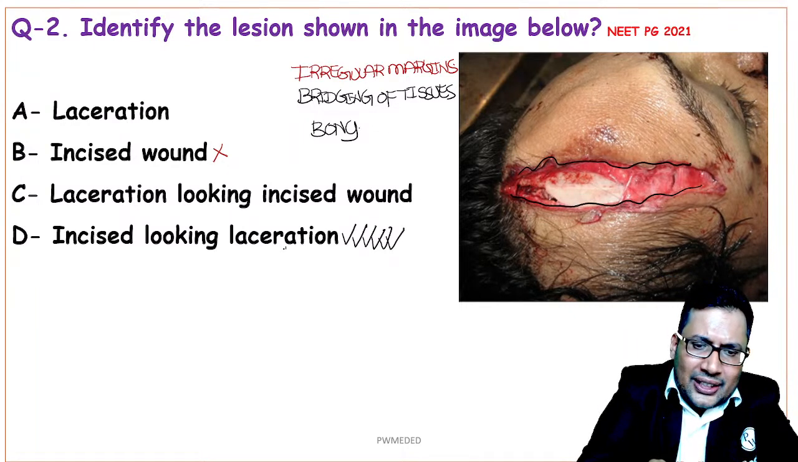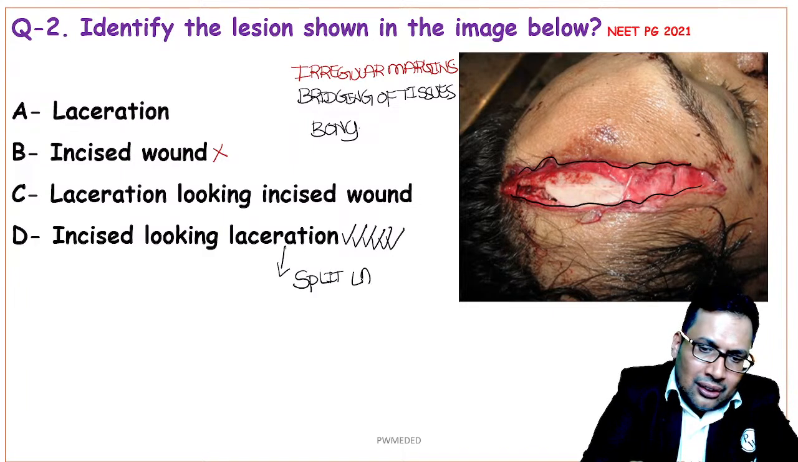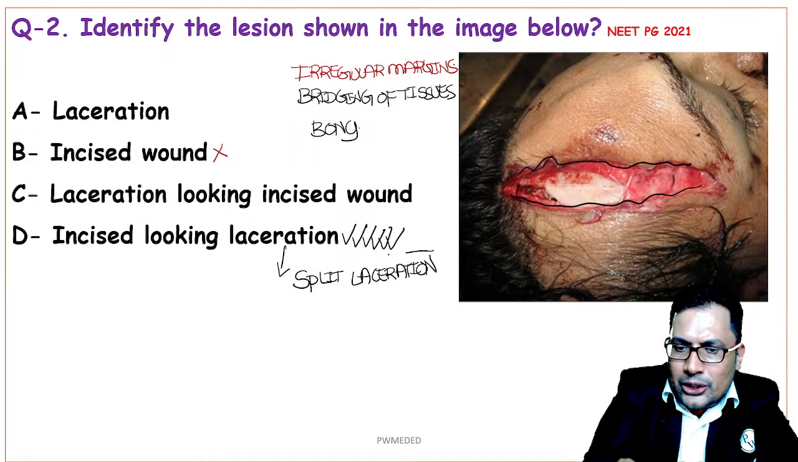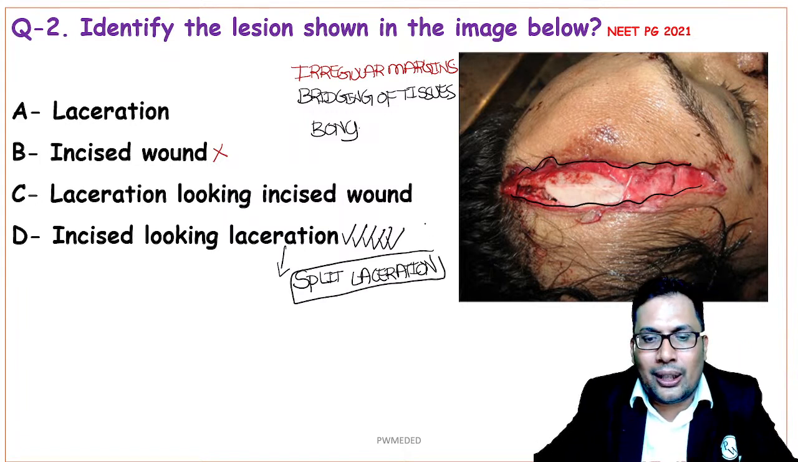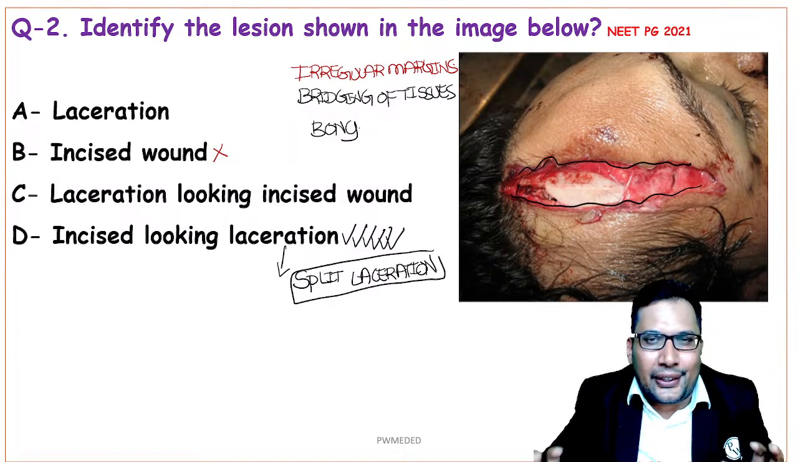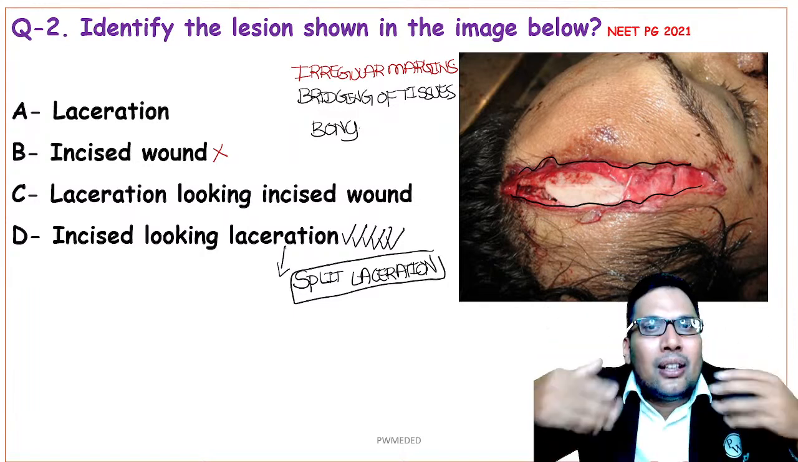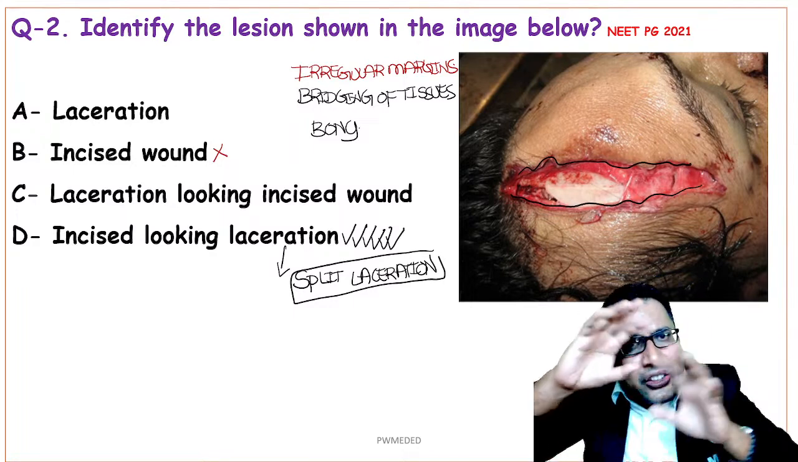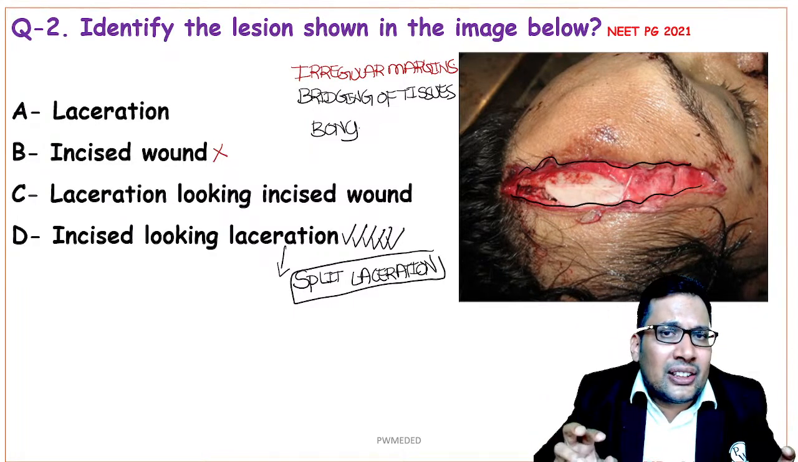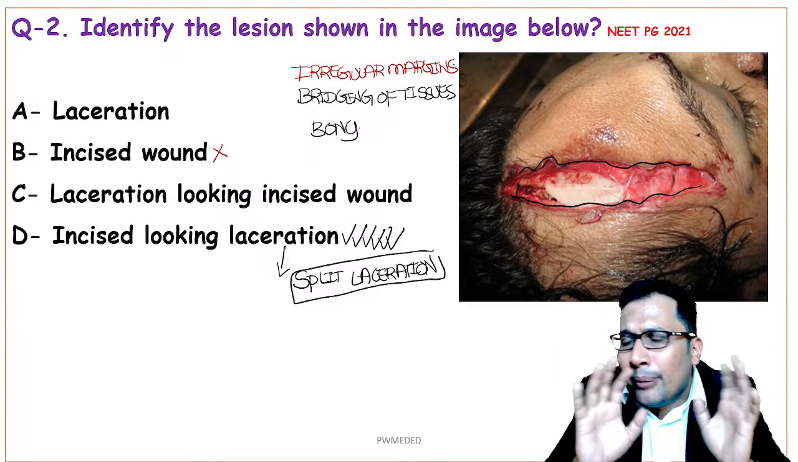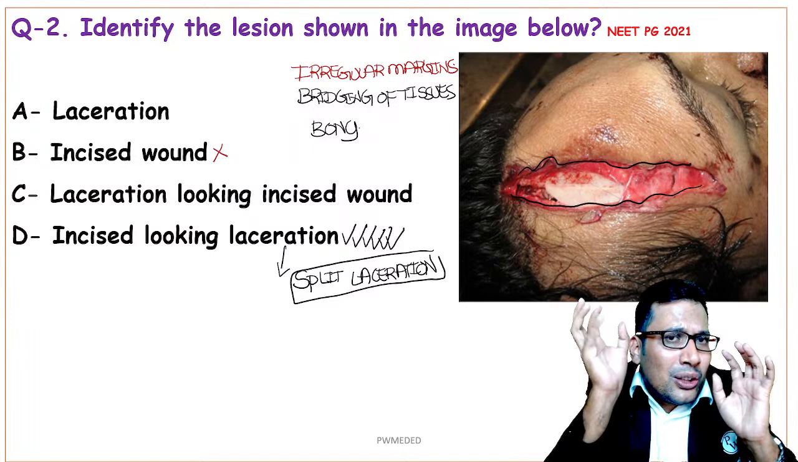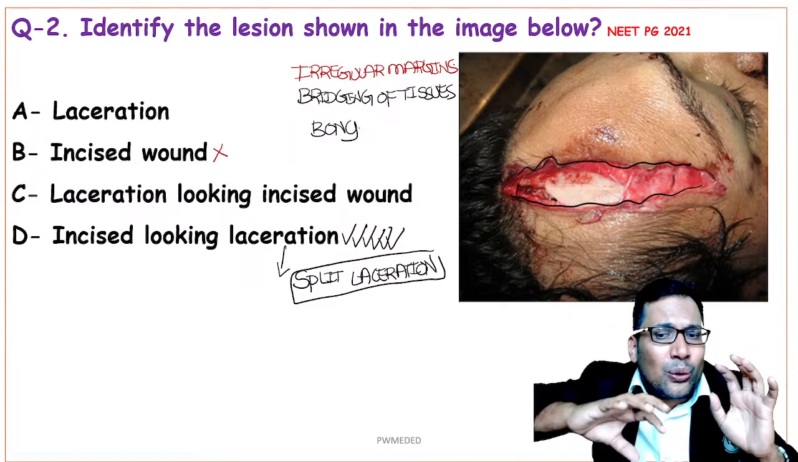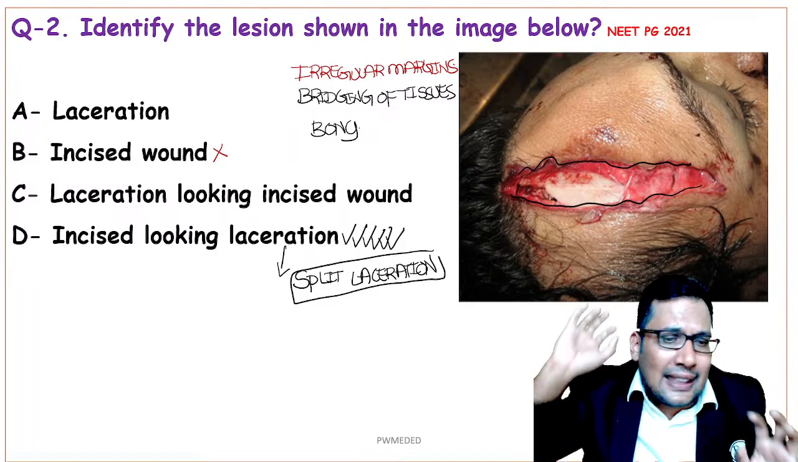It is also known as split laceration. So all of you please remember, laceration is a very commonly asked topic. You must know in and out of the laceration. Laceration is caused by a blunt object. There are different types of laceration: split laceration, avulsion laceration, stretch laceration, cut laceration. So go through the types of laceration in detail. It's one of the very commonly asked topics in the exam.